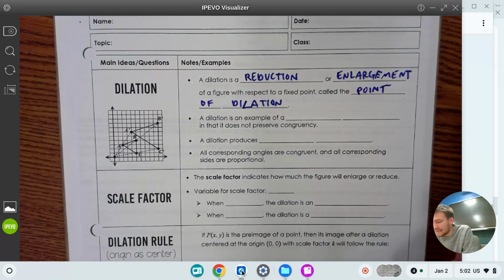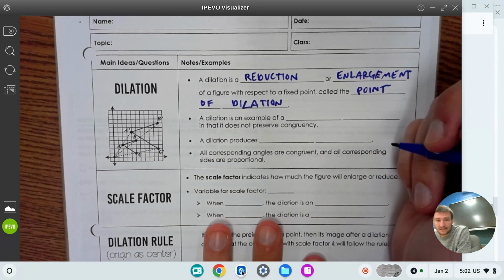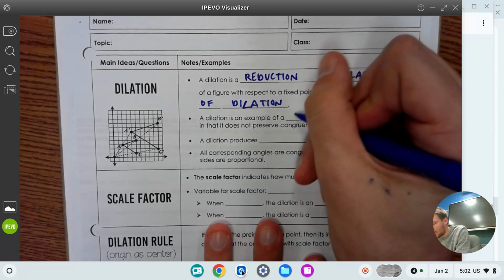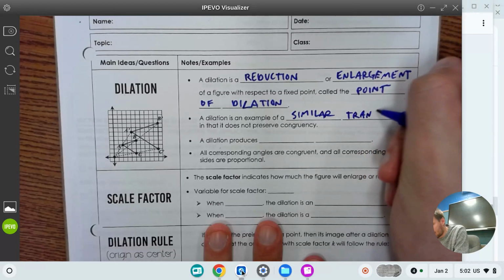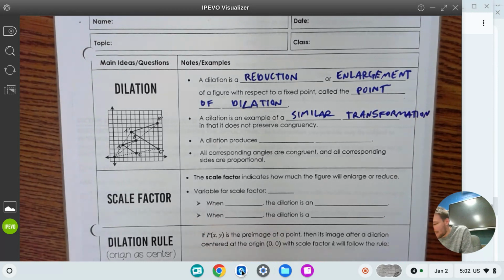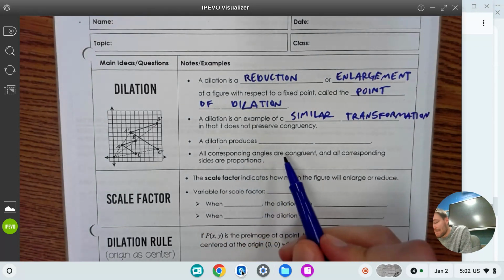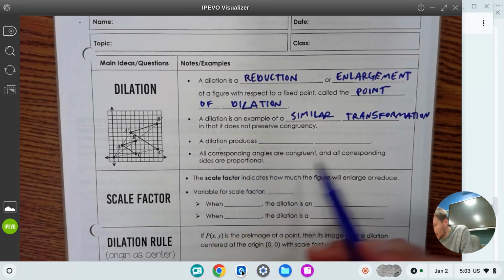A dilation is an example of a blank blank in that it does not preserve congruency. Okay, so I'm thinking we're not going to have congruent shapes anymore. We're going to have a similar shape. And so let's call it a similar transformation. Honestly, still kind of guessing with that one, but it's got to be right. A dilation produces blank blank. Not really sure what they want there. All corresponding angles are congruent and all corresponding sides are proportional.